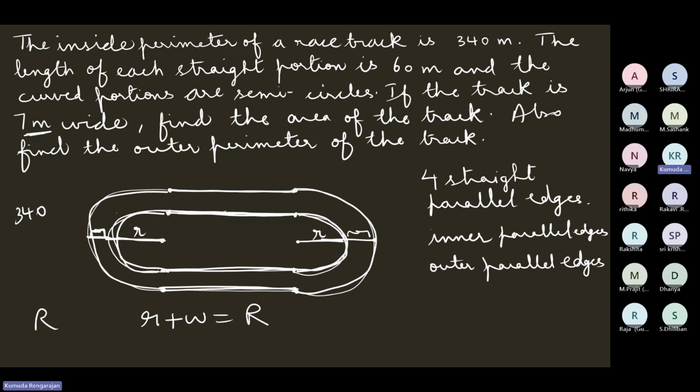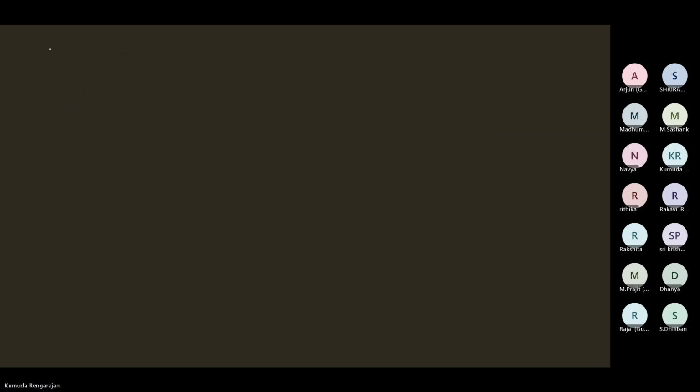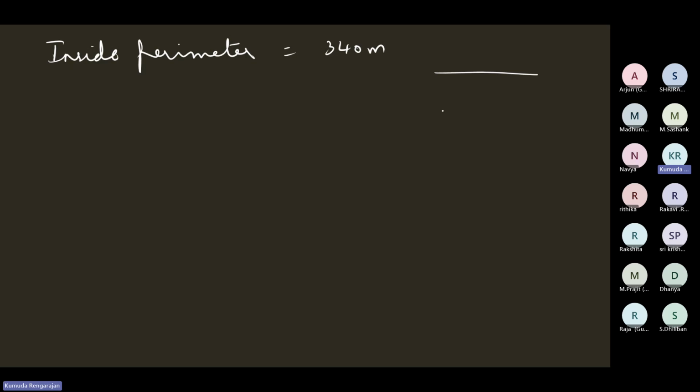I'm showing you the inside perimeter once again. This length, which is 60 meters, plus the length of the semicircle, which is pi r. The length of a circle is 2 pi r, so a semicircle is pi r. So it is 60 plus pi r plus 60 plus pi r is equal to 340. So let's start working. Inside perimeter is equal to 340 meters. So inside perimeter is actually this one.